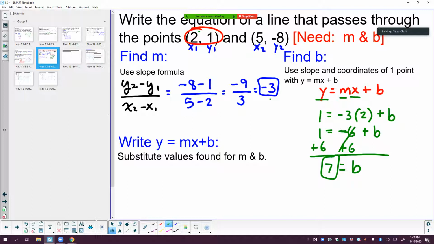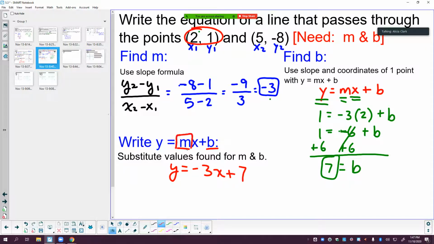Okay, so again, we use one of the ordered pairs up at the top, along with the slope that I just found, and plug those in for y, m, and x. Now at this point I can write y equals mx plus b. I can substitute the values that I found for m and b. Whenever I write my equation, I want y equals whatever m is, whatever b is has to go in there, but x and y stay the same. So y equals m, we found was negative 3, x plus b, we found was 7.